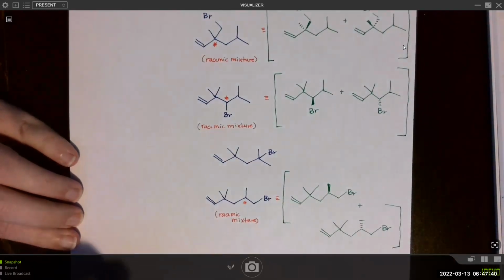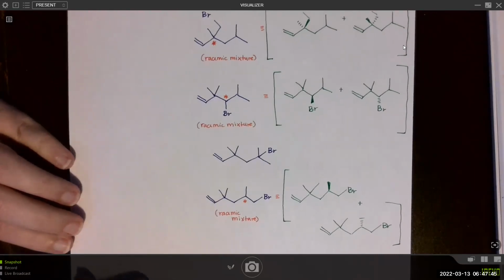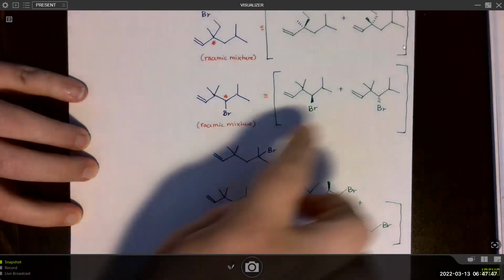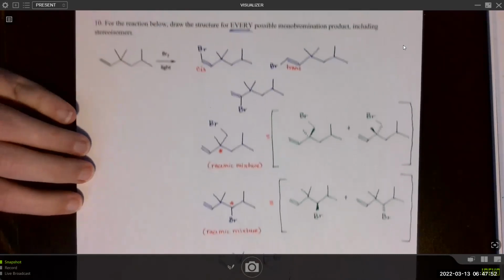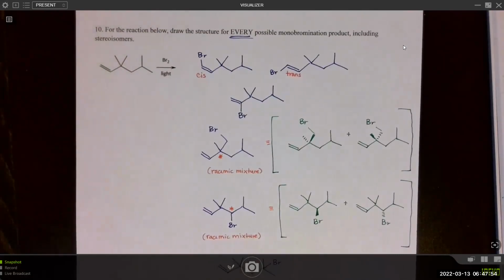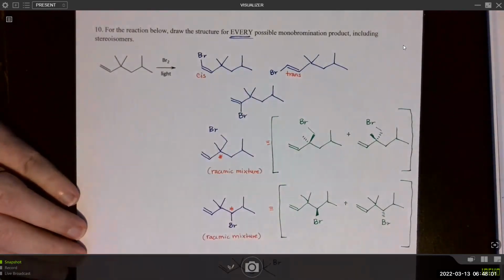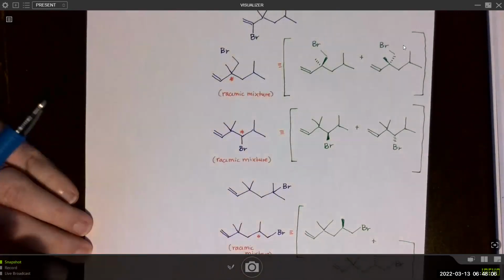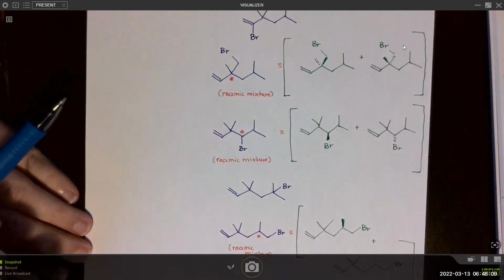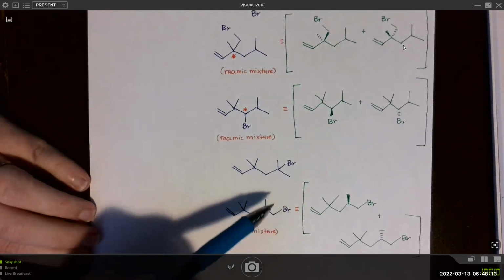Okay, so how many different monobrominated products can we get? 1, 2, 3, 4, 5, 6, 7, 8, 9, 10. But certain ones are technically very unlikely. Like these would be very, very unlikely to form. Also, the bromination at the primary position would be very unlikely to form. And this is another primary position.